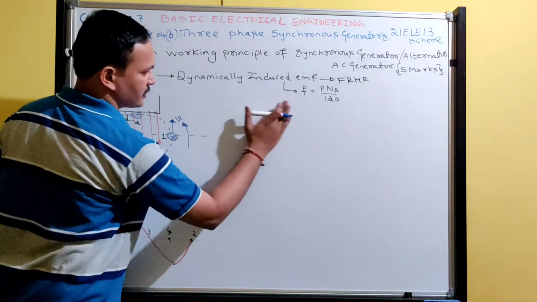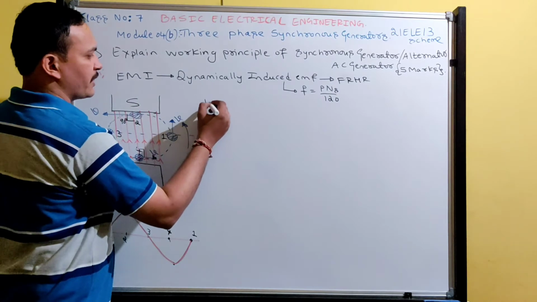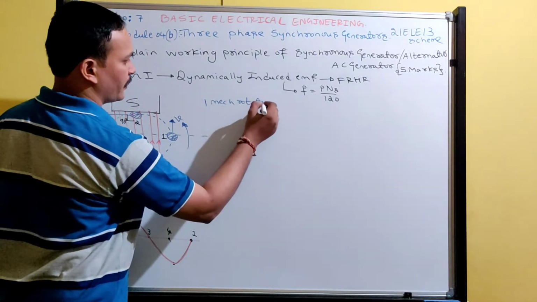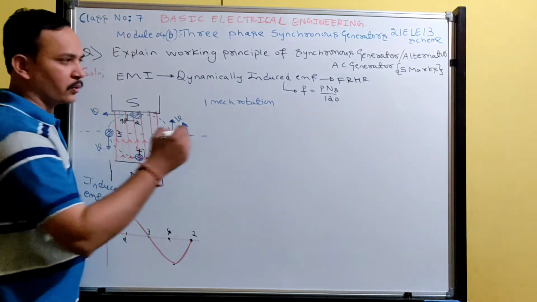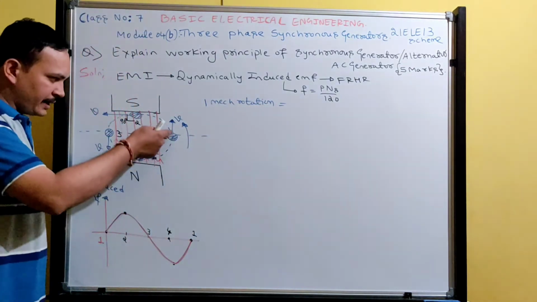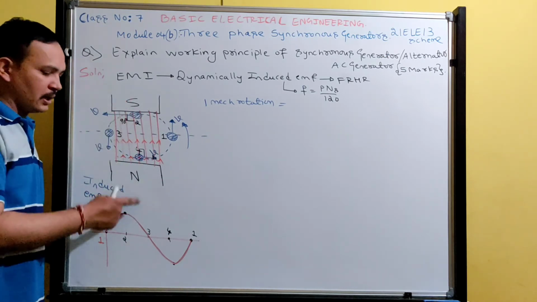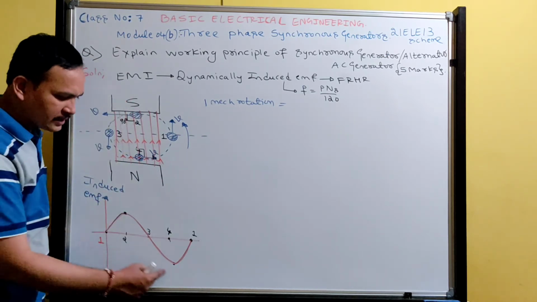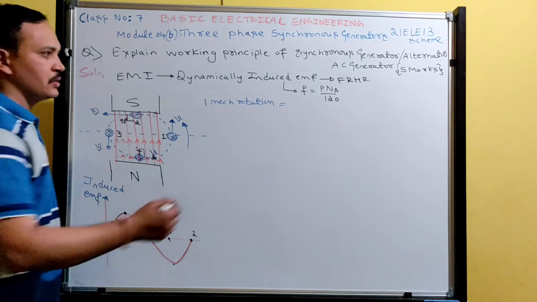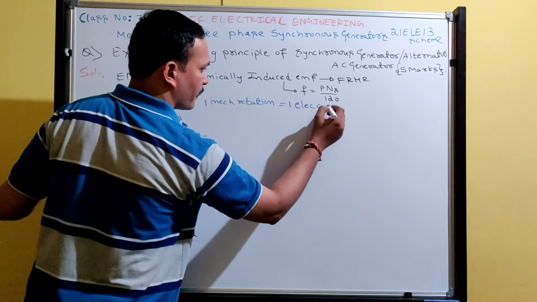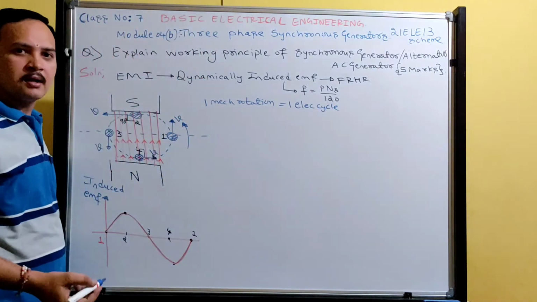Otherwise we can write one mechanical rotation, very important. See, one mechanical rotation of this conductor. What did we get for a two-pole alternator? We got one cycle of induced quantity. So we can write one electrical cycle. We got one electrical cycle.